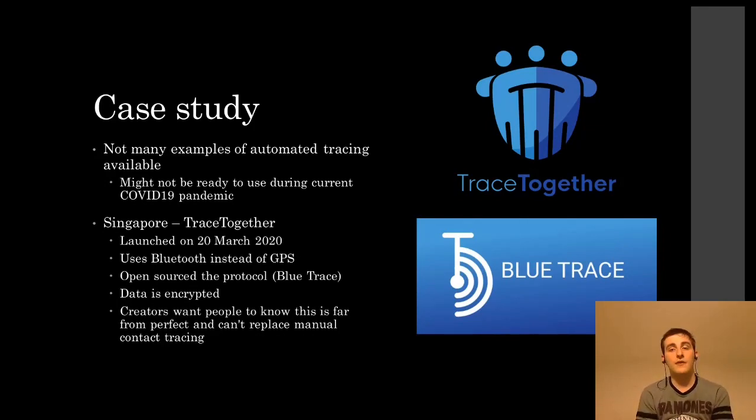So in Singapore, they built an app called Trace Together. They launched it on March 20th this year, and it uses Bluetooth instead of GPS. Now, they were originally thinking about using GPS, but because GPS has a higher margin of error, they decided to use Bluetooth because Bluetooth allows us to easily trace our contacts. GPS is a lot more inaccurate than Bluetooth when tracing contacts.